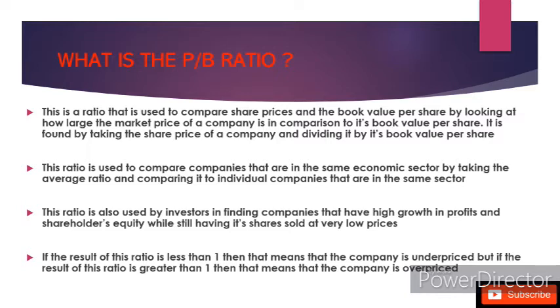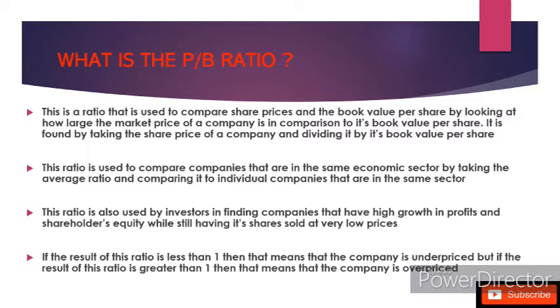The larger the ratio, the more expensive the company's shares are being sold, while the smaller the ratio, the cheaper the company is sold. This ratio is used to compare companies in the same economic sector by taking the average ratio and comparing it to individual companies in the same sector.